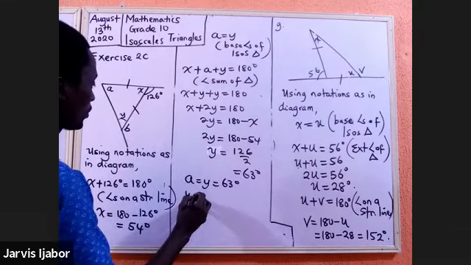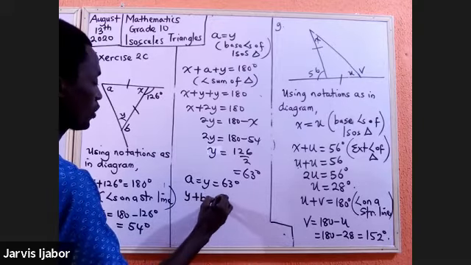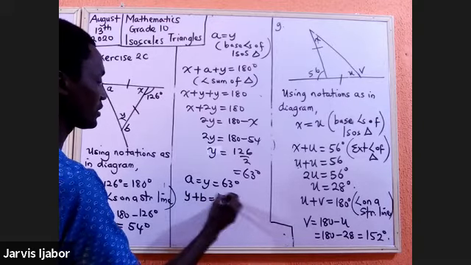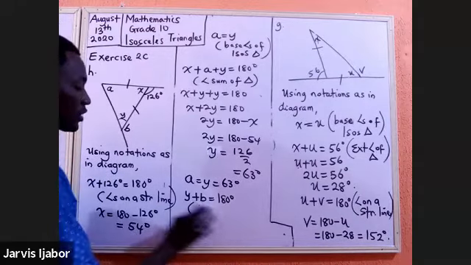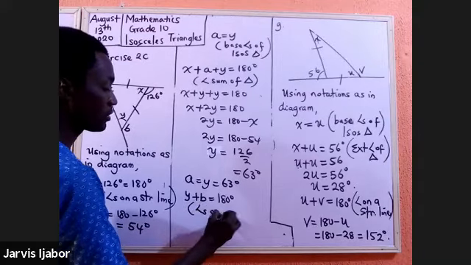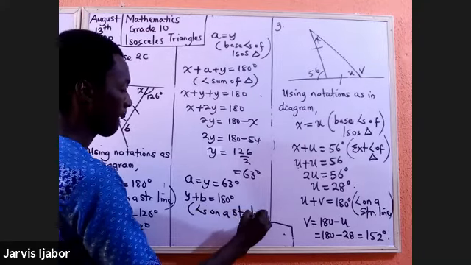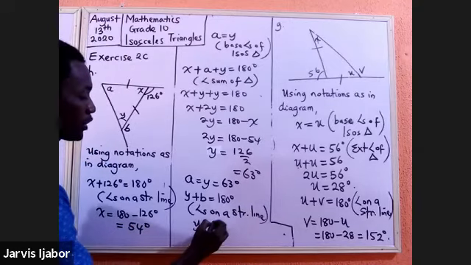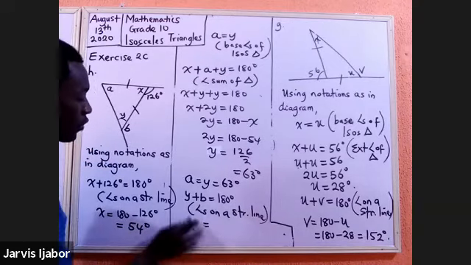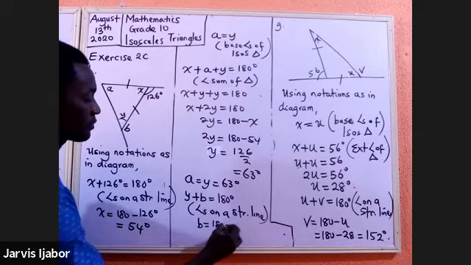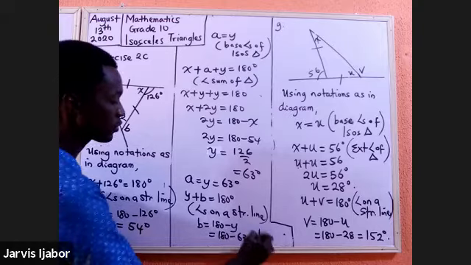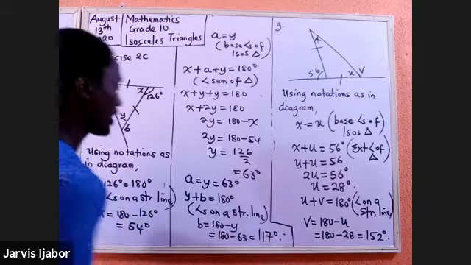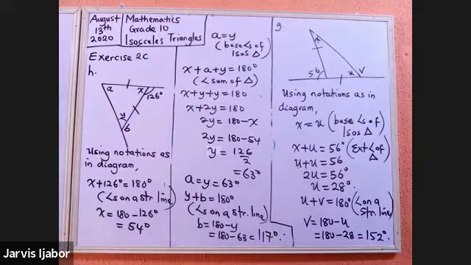Y plus B will be equal to 180 degrees. What's the reason? Angle sum. Sorry, angle on a straight line. Angles on a straight line. That will mean that B will be equal to 180 minus Y. What is Y? 63. 180 minus 63 is equal to 117 degrees. So the answer to that is 117 degrees for H.